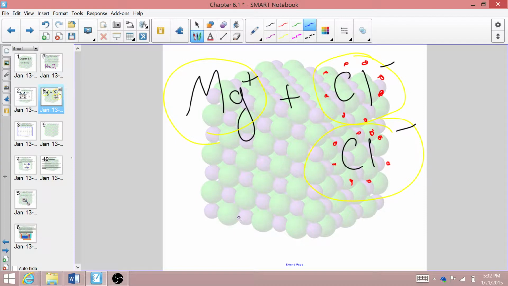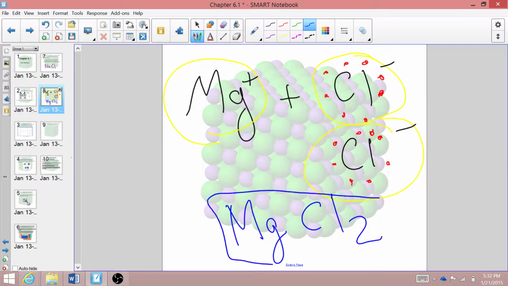So remember, our chemical formula has the symbol for the elements that we're using and how many we have. So we have 1 magnesium atom for every 2 chlorine atoms. So this is MgCl2. So that's how an ionic bond works.